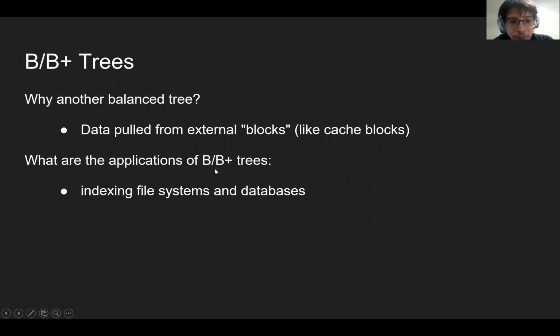So what are the applications of B and B plus trees? Indexing file systems and databases is definitely an application, right?